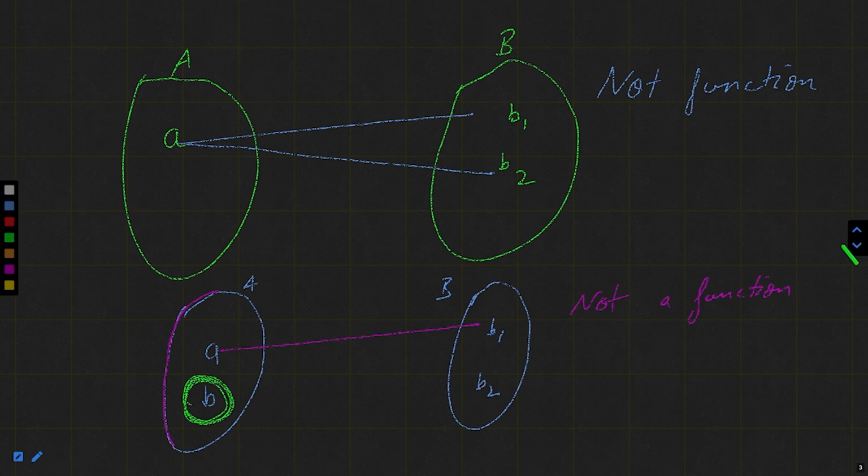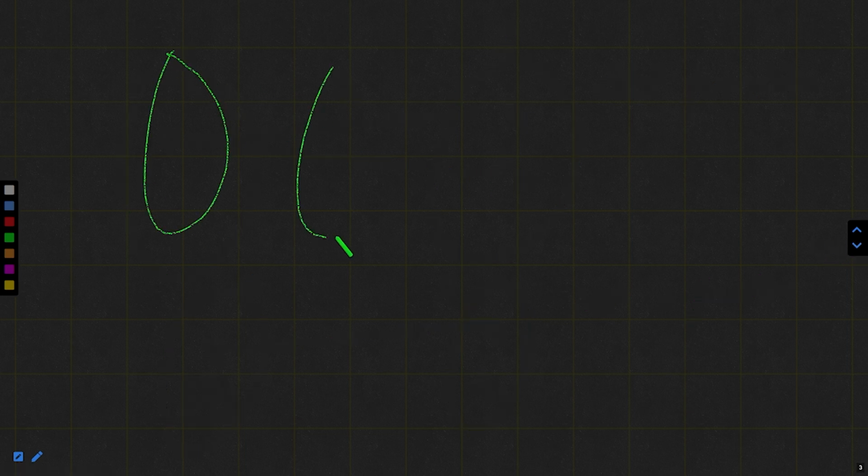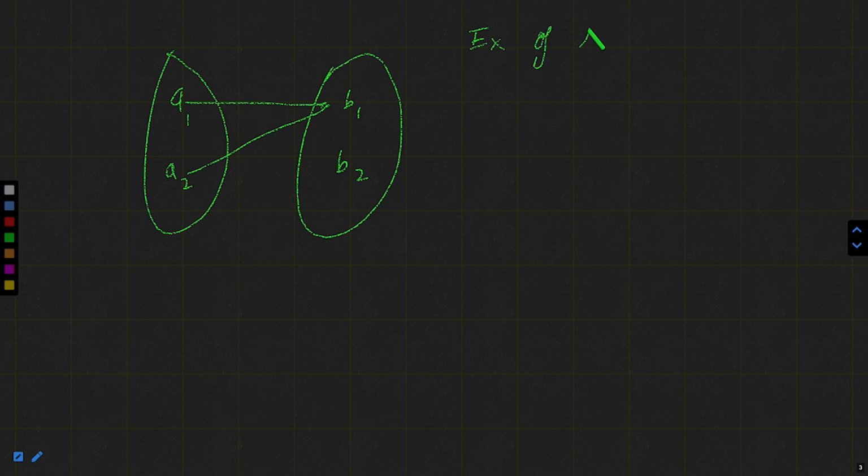I hope this is clear. Now, when we say a function, suppose A1, A2, B1, B2. This can happen in a function. Why is it a function? Because every element in this set A is associated to some element of B. A2 is associated to B1 and A1 is also associated to B1. Now the first point is checked.